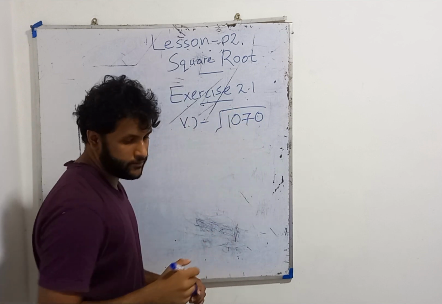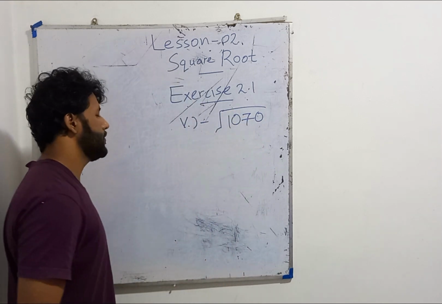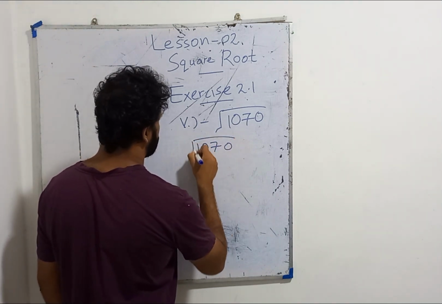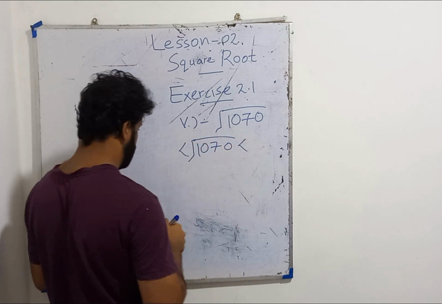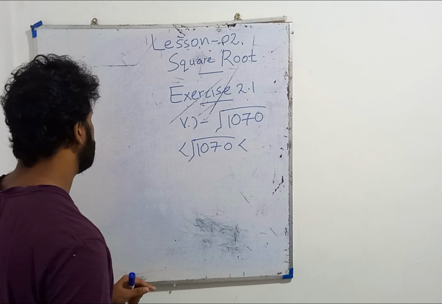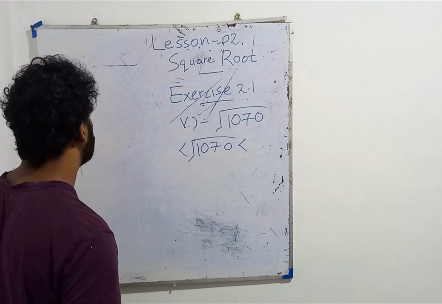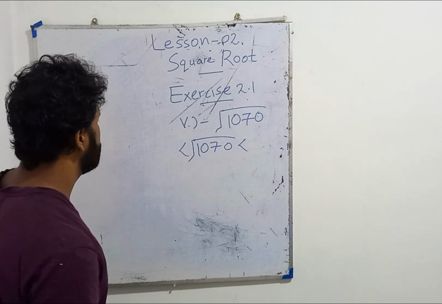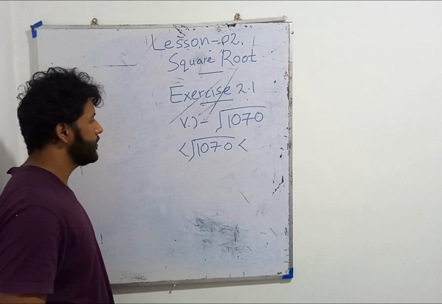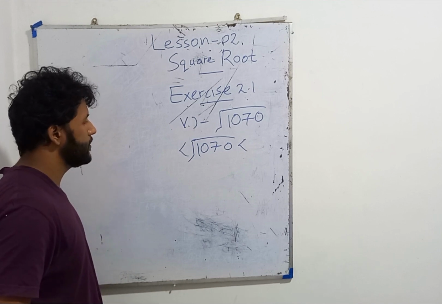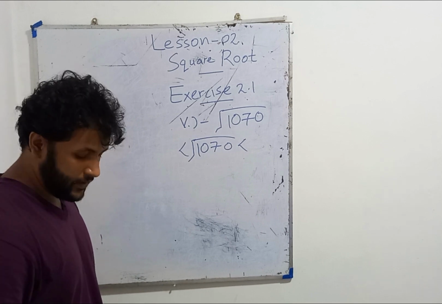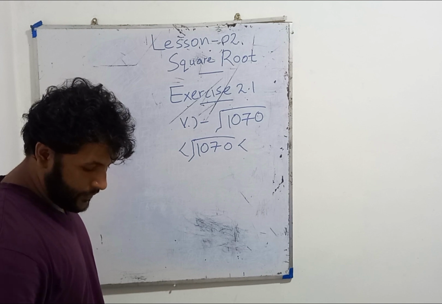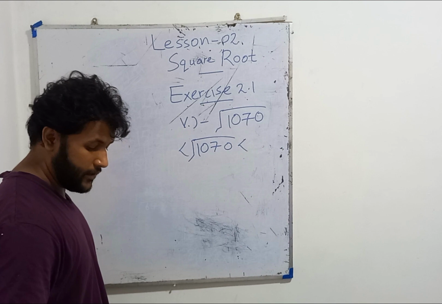The square root of 1070. Now you have to think. 30 times 30 is going to be 900, right? Then let's take 33 times 33, that's going to be 1089, right?